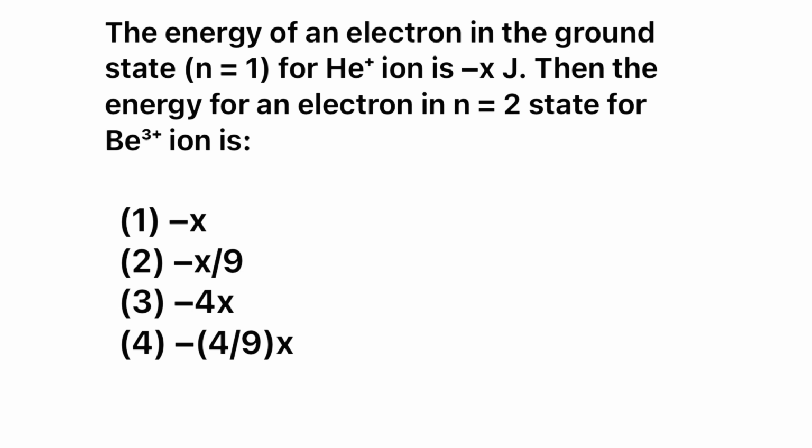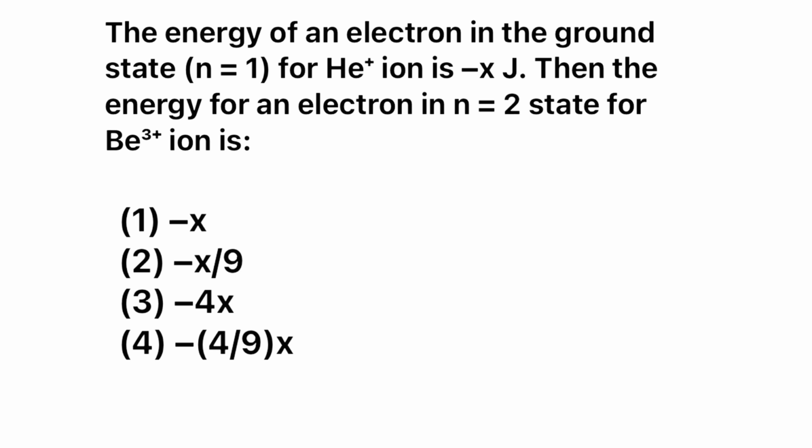Fourth question. Again a numerical question, from the 2024 NEET paper. The energy of an electron in the ground state for He plus ion is minus x joule. Then the energy for an electron in n is equal to 2 state for Be3 plus ion is... We have just 1 minute to solve this question.